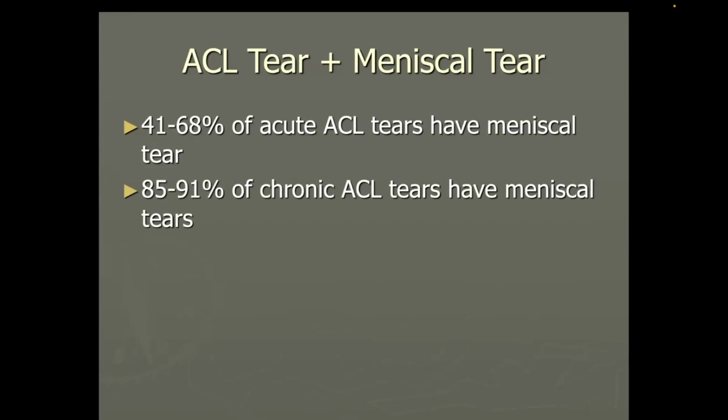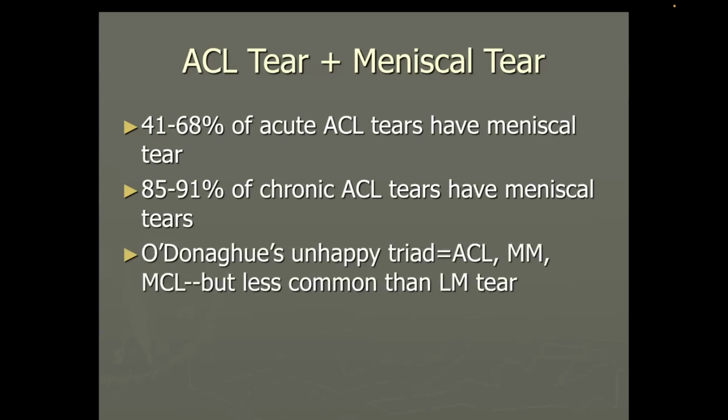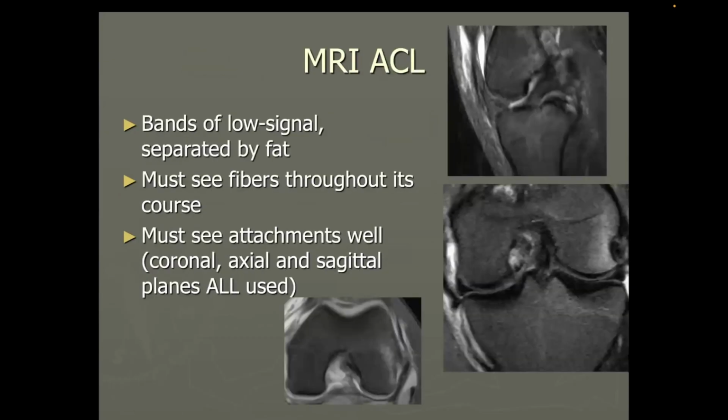81 to 91% of chronic ACL tears have meniscal tears, and that's defined as someone with an ACL tear over 3 months old. And then of course we can remember O'Donoghue's unhappy triad: an ACL, medial meniscus, and an MCL. But these are less common than the more acute lateral meniscus tears that occur in the acute setting.